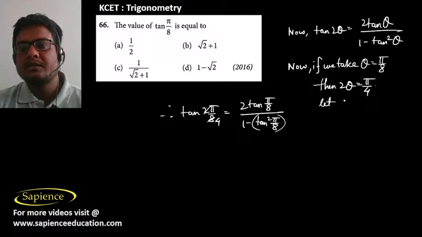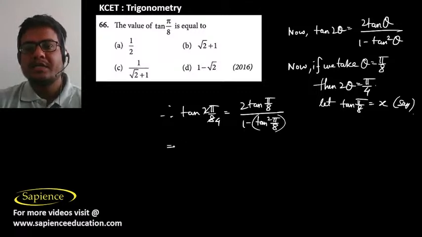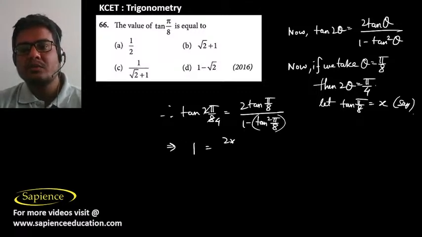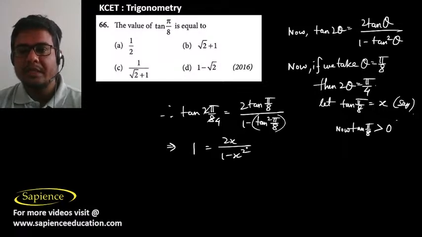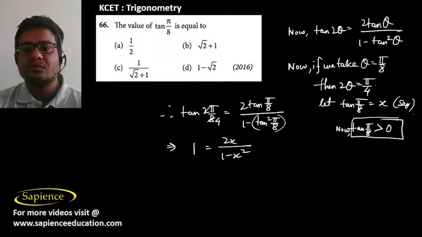Let tan pi by 8, the value which we have to find, be equal to x, suppose. So tan pi by 4 we know is equal to 1. So 1 will be equal to 2x by 1 minus x square. And tan pi by 8 should obviously be a positive value, greater than 0. So if we solve this quadratic equation and find a negative root, then that negative root we should exclude, since x should always be greater than 0.